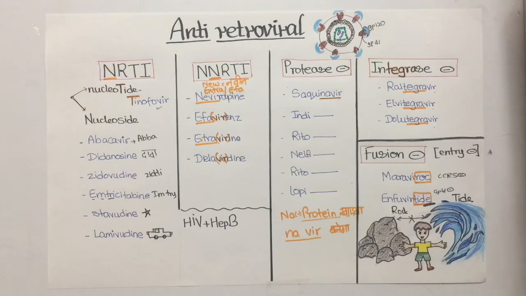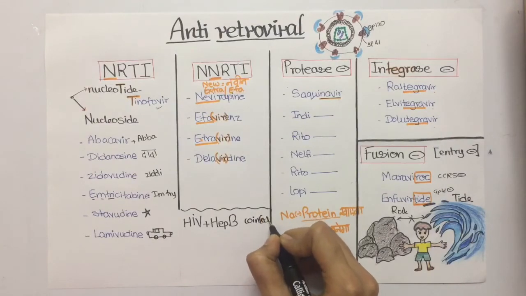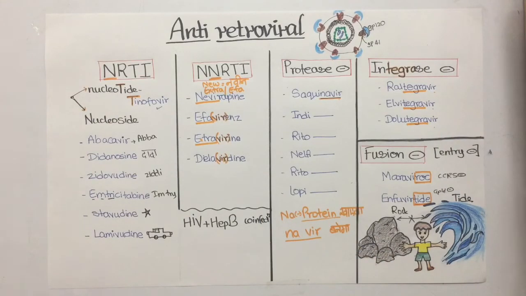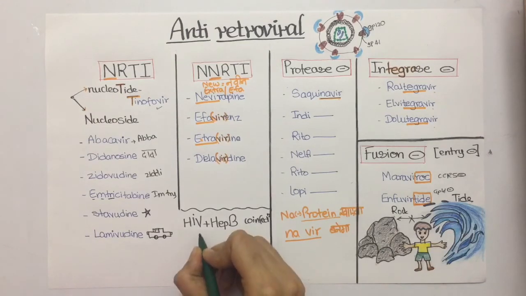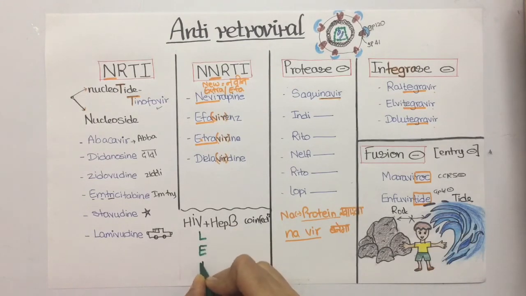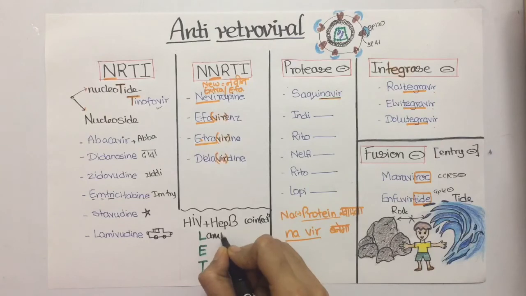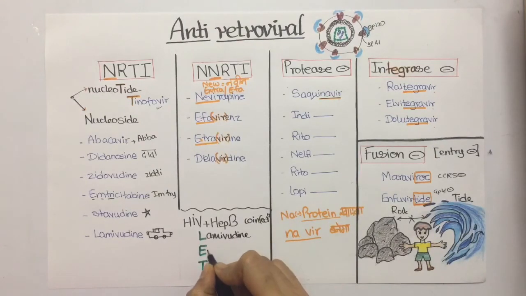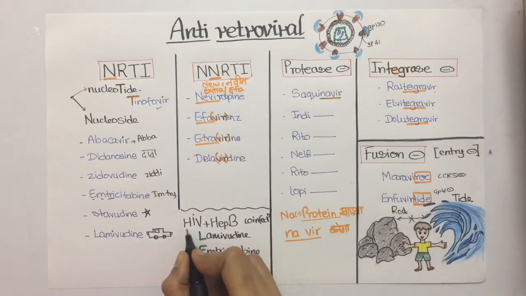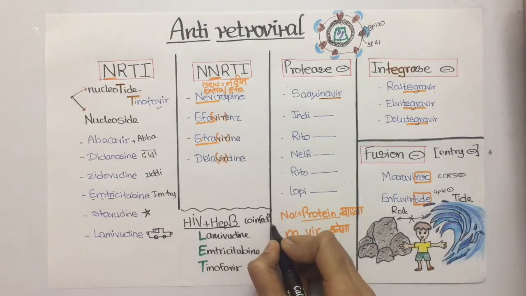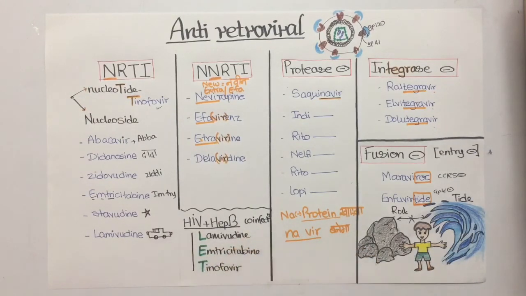Now in HIV plus hepatitis B co-infection, the antiretroviral drugs which can be used can be remembered with the help of LET, L-E-T. So we have lamivudine, emtricitabine and tenofovir. So the drugs which can be used in HIV and hepatitis B co-infection are LET.